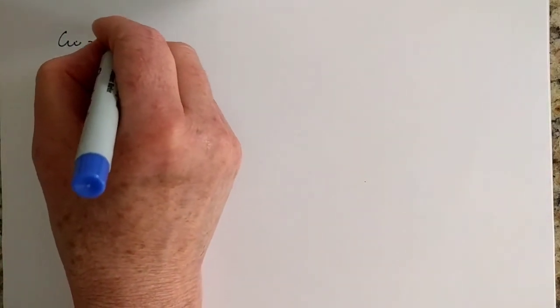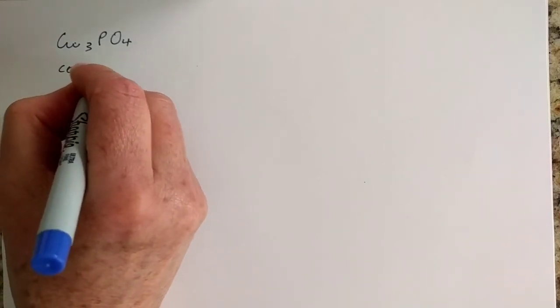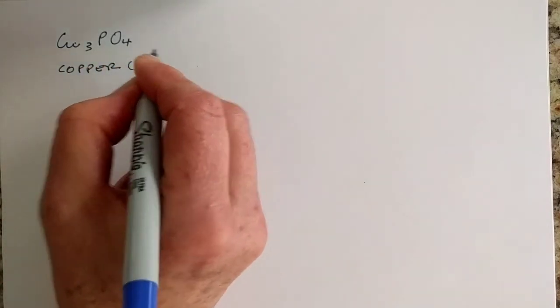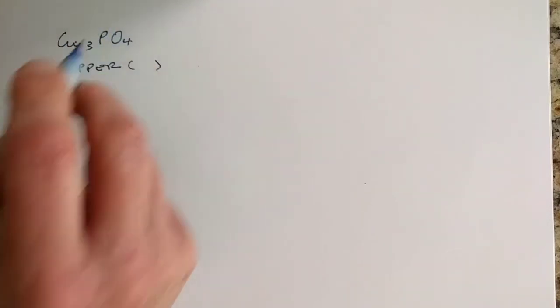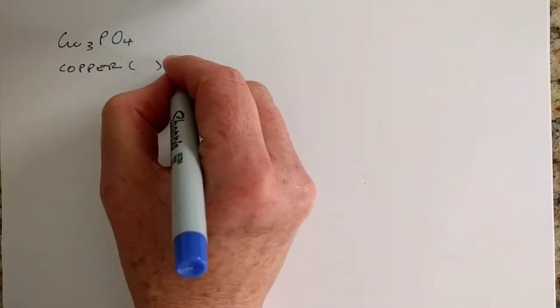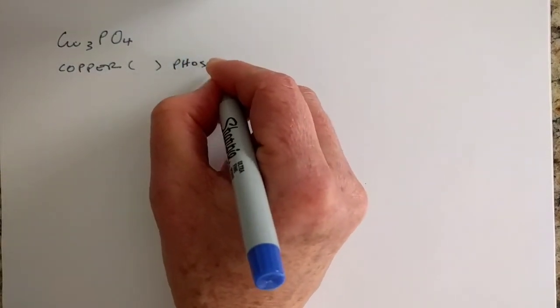Okay, so Cu3PO4. So again, we check our first element. Copper is a D block element. It's not in group 1, it's not in group 2, it's not part of the slide, so we must have a Roman numeral. So Cu is copper, copper, open parentheses, PO4, polyatomic ion. Check your chart to get the name. And we see that this is phosphate.